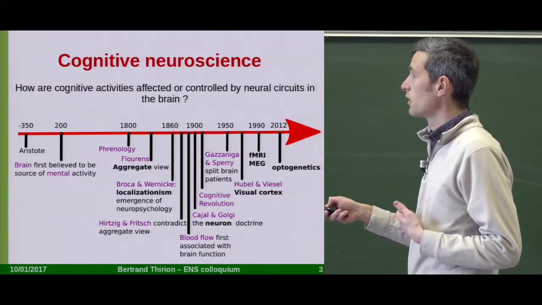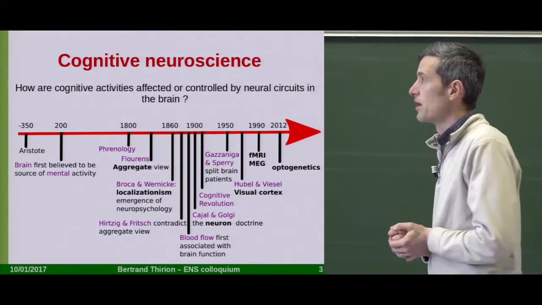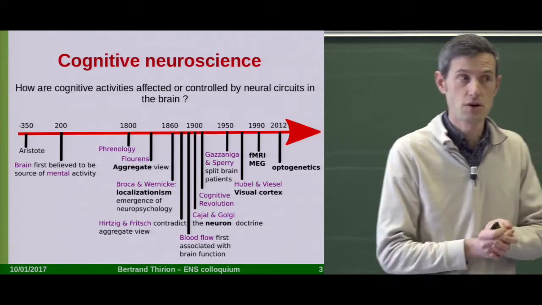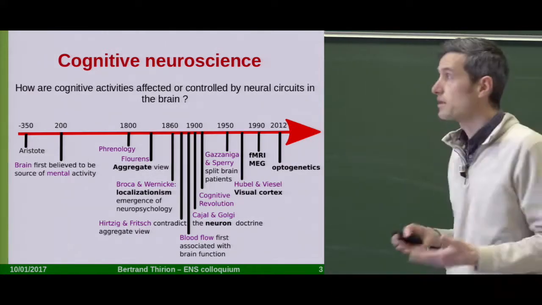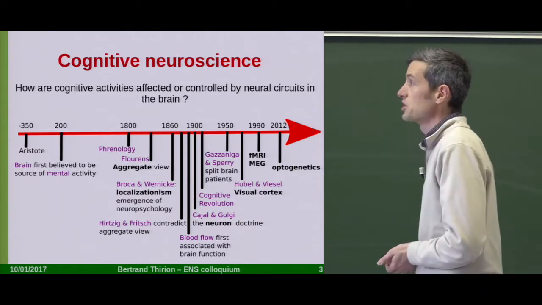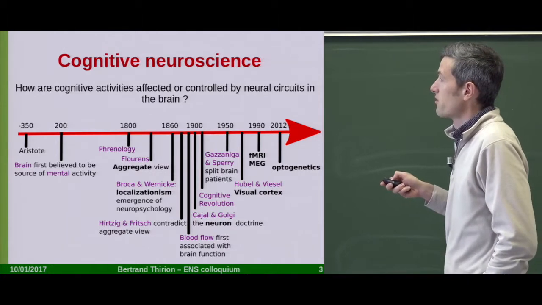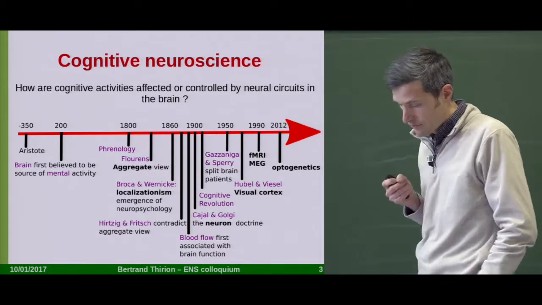neuroscience. For instance, it was observed at the end of the 19th century that blood flow is associated with brain function. And this is great because it's very hard to measure brain function, but it can be easier to measure blood flow. And this is what is used in current brain imaging techniques. Then there was very impressive progress at the beginning of the 20th century on the analysis of neurons.